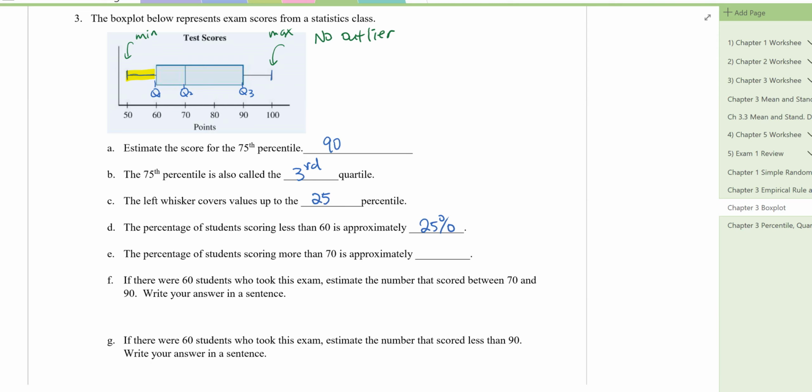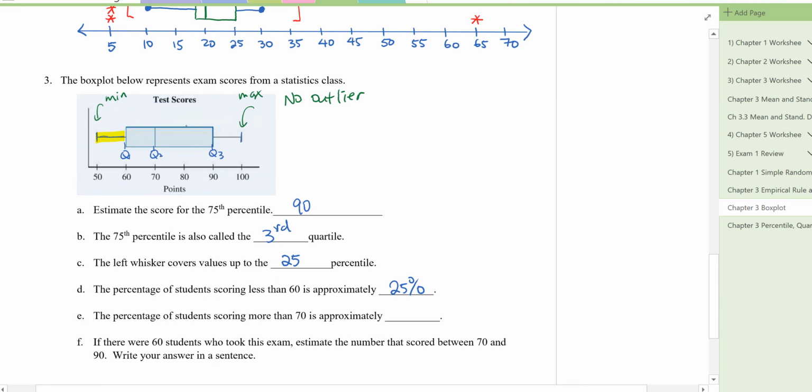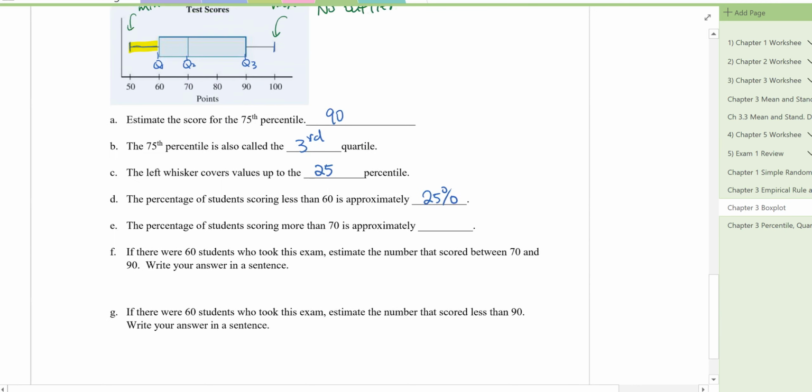The percentage of students who score more than 70. Again, more than 70 is from 70 right here, from here. So 70 or more, and the left is 25 over here in total, so therefore it will be 75%. Oh, not quite. 25 here, 25 also here, 25. So therefore it should be 50%. So the percentage is 50. The Q2 divides the data into the middle, which is 50% under and 50% over.